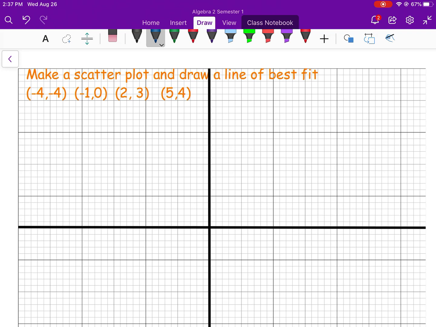It's a plot of points on a coordinate plane given specific data. In this case, we're given ordered pairs. So that first one, we got that -4, -4. So all we're going to do is plot that point, -1, 0, 2, 3, 5, 4. Okay, so there's your scatter plot. No lines, nothing. A scatter plot is just points.